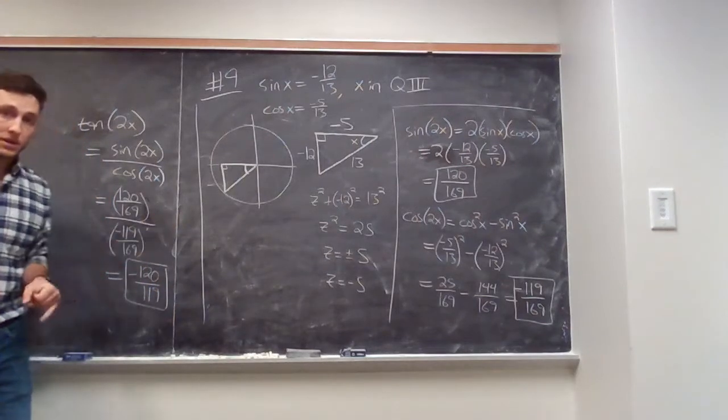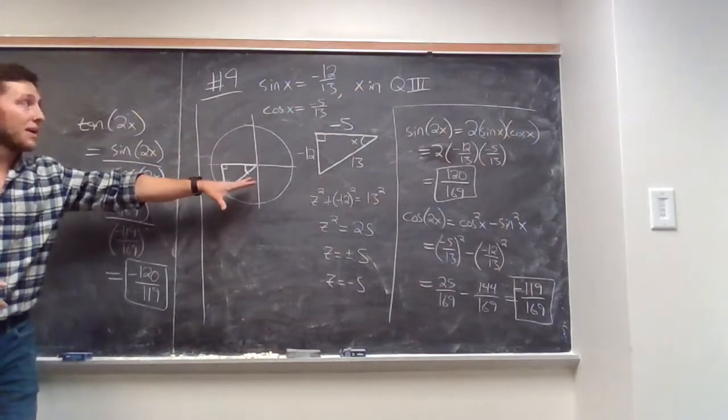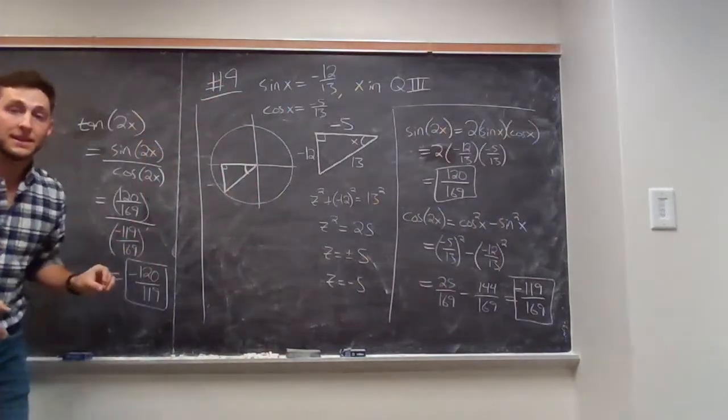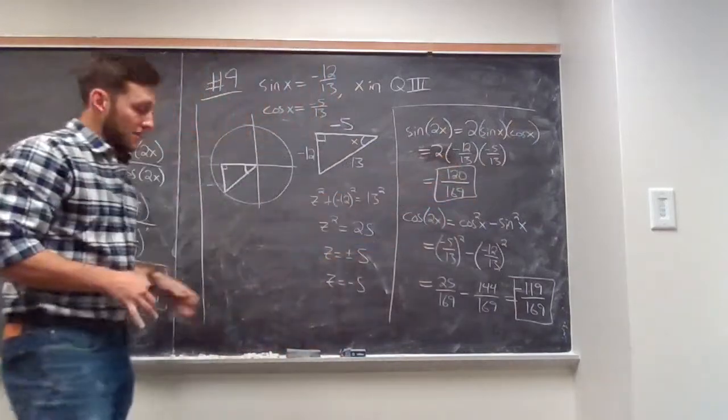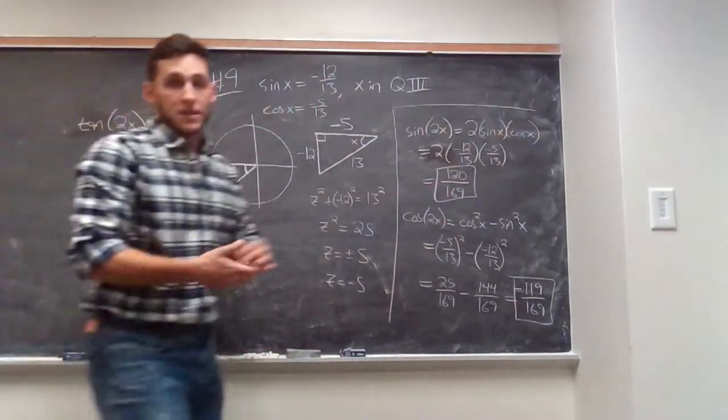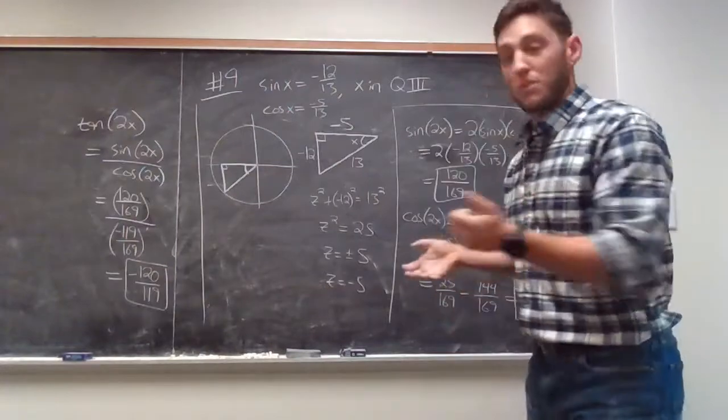So the bulk of the work comes from getting your right triangle figured out, getting your hands on sine and cosine, and then just rote memorization to get these two, and divide sine by cosine to give you tangent. So that's this problem. There's going to be one like it on the exam.